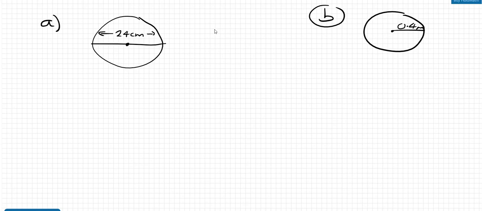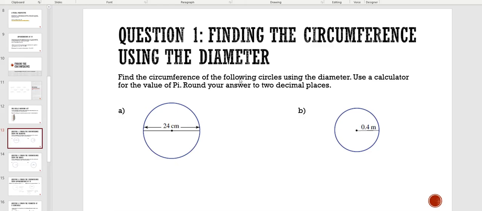Now, when it comes to the circumference of circles, there are 2 formulas we can use. So we can have circumference is equal to pi times the diameter, so d, and circumference can equal 2 pi r. Okay, these were on the notes on the first slide I showed you before. So this question specifically asks us to use the diameter. So find a circumference using the diameter. So make sure we use the diameter. We can use a calculator to find the value of pi, and we're going to round off to 2 decimal places. So keep all of this in mind.